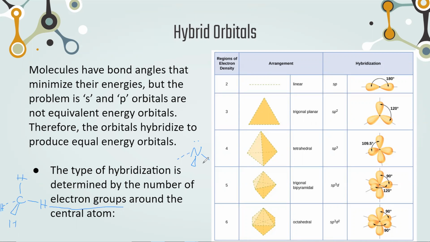This nitrogen still has overall 4 electron groups surrounding it. One is a lone pair, the other 3 happen to be atoms. But again, the electron groups are the same. So that's why if you look on the VSEPR chart, you will find that a tetrahedral molecule has an sp3 hybridization, but so does a trigonal pyramidal molecule because they have the same number of electron groups around the central atom, okay?